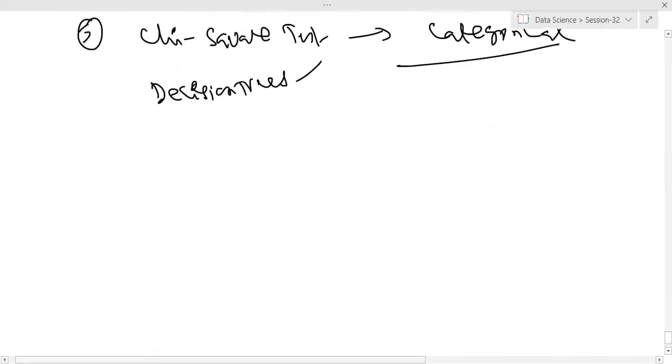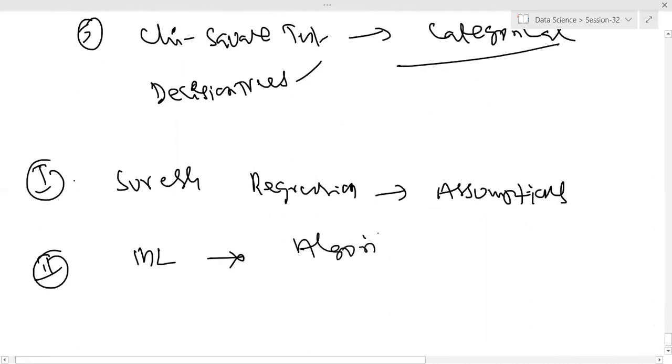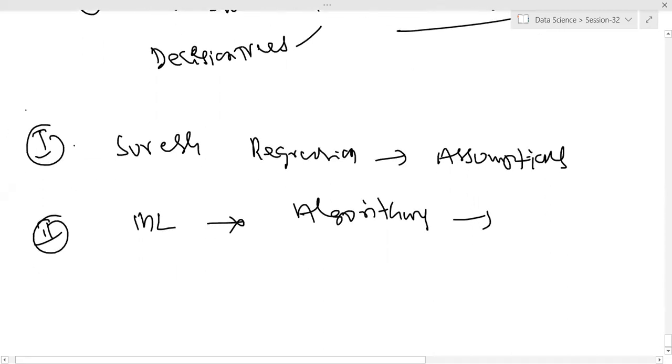And for tomorrow's session, the very first aspect is Suresh is going to talk about regression as well as the assumptions. And then I'm going to refresh all your machine learning algorithms once more. That is the objectives for tomorrow's session. Okay, that's all, guys, and see you back.